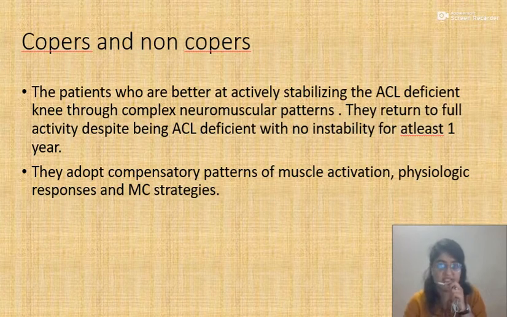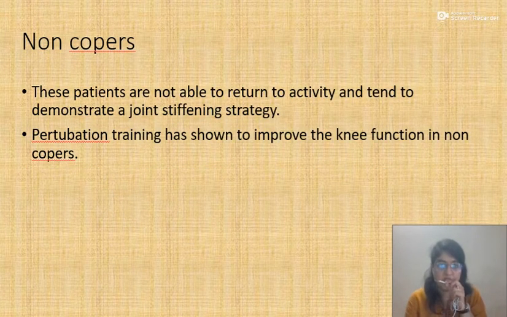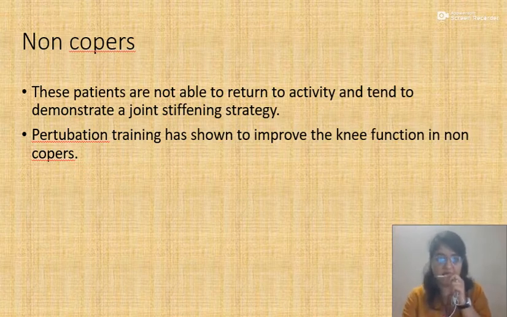The ACL deficiency is not so prominent and there is no instability in Coopers, but in non-Coopers it is not the same. So what are non-Coopers? These are the patients who are not able to return to activity and tend to demonstrate a joint stiffening strategy. Perturbation training is helpful in such patients. So the non-Coopers are the ones who are not able to return to the activity and they demonstrate joint stiffening, and it is more important to focus on the non-Coopers and give them proper training so that they can return to their activity or the game as soon as possible.